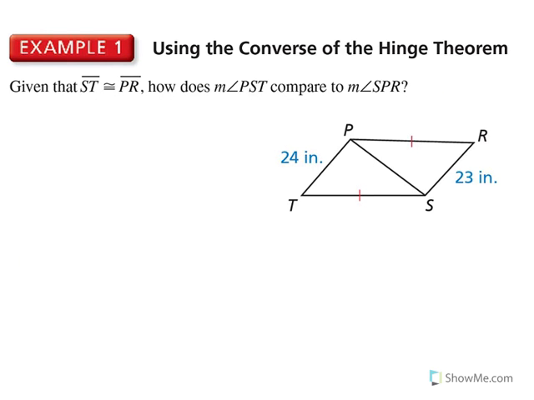So if we look at this first example, it tells us, given that ST is congruent with PR, which is already marked in our diagram with one line and one line, how does PST compare to SPR? So PST is going to be the angle, I'm going to mark it in blue. And then we have SPR, and I'm going to mark that one in green. So SPR is going to be this angle here.